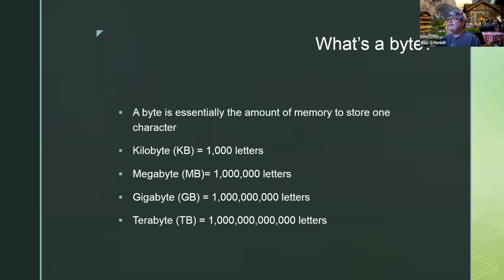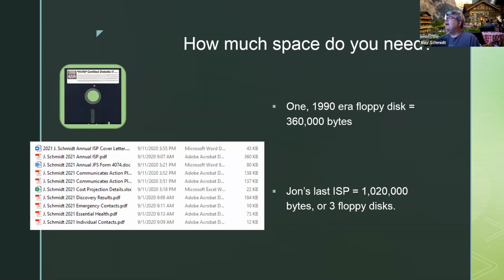So going back to that floppy disk, that one floppy disk could store 360,000 bytes. It sounds like a lot, 360,000 letters. But I called up my son's last ISP, and his ISP alone took 1,020,000 bytes, or 3 floppy disks if we were working in 1990.